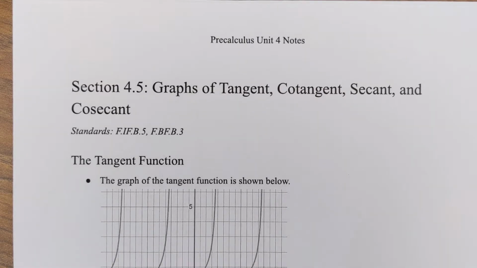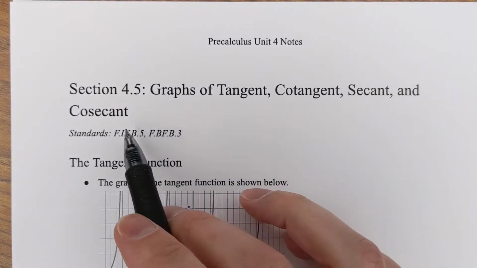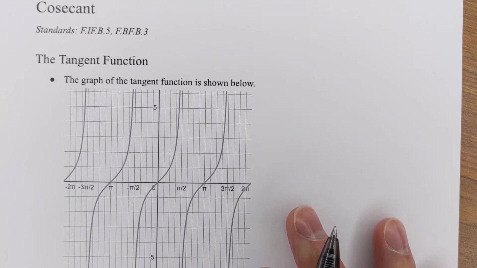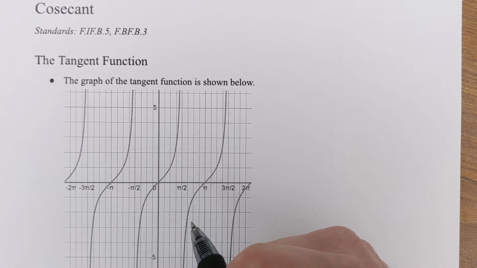All right, here are the notes for section 4.5, which is with the graphs of the other four trig functions: the tangent, the cotangent, the secant, and the cosecant. So to start with, we have the tangent function. So here's the graph of the tangent function, just some definitions.